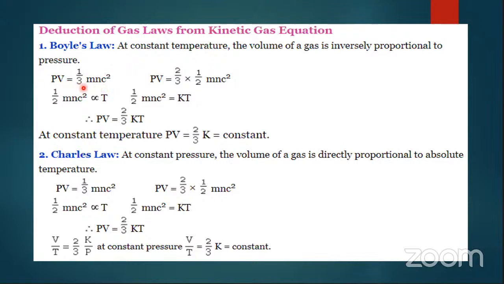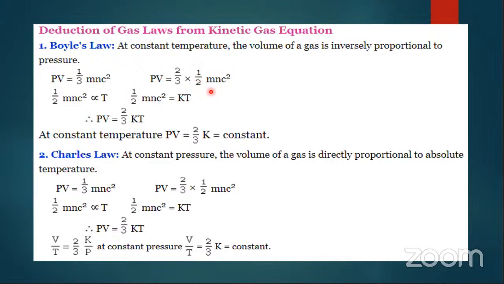From this kinetic gas equation, we can deduce Boyle's law. This particular slide will be asked as a 4 mark question: deduce Boyle's law and Charles's law from the kinetic gas equation. So from this, how can you deduce it? At constant temperature, the volume of a gas is inversely proportional to the pressure. That is nothing but Boyle's law. So rearrange the equation like this: multiply and divide the 1/3 with 2, so 2 by 2, numerator 1 and denominator 2 times 3. From this, you can separate 1/2 mnc².